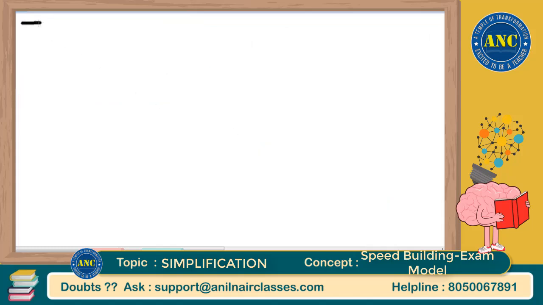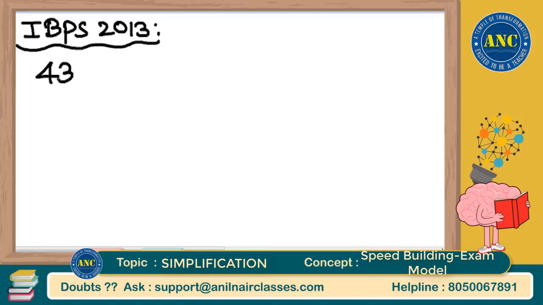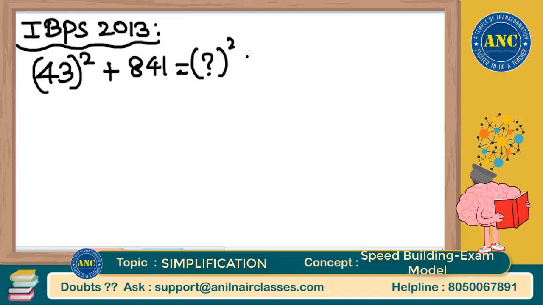This question is your original IBPS 2013 question. Original question which came in IBPS 2013. Question is 43 square plus 841 is equal to question mark square plus 1465. If you observe carefully, most of these questions what we are not solving right now are without your answer options. I am teaching you a shortcut method without the answer options, right?